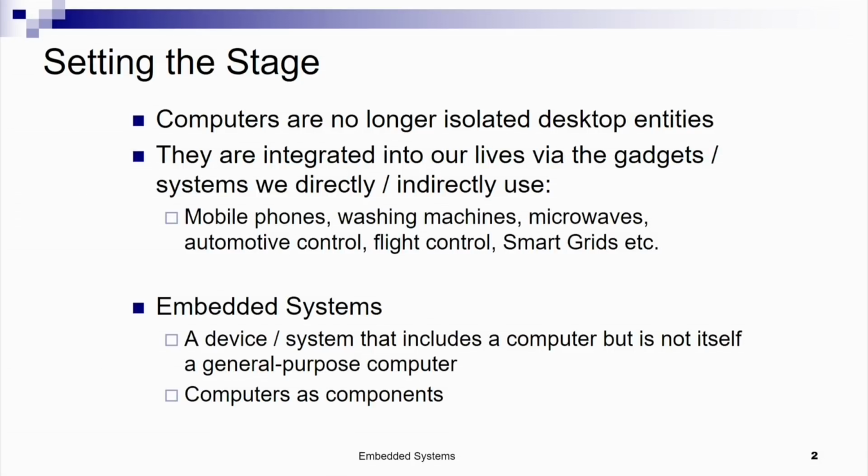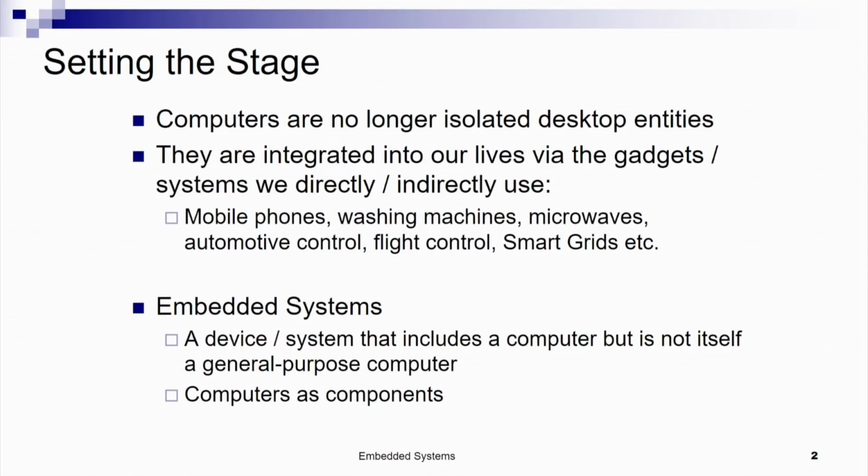So, what are these computing devices? What are the characteristics of these systems? These are embedded systems or embedded computing systems. An embedded system is a device or system that includes a computer, but is not itself a general purpose computer.